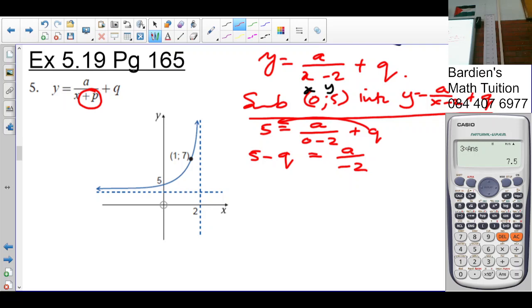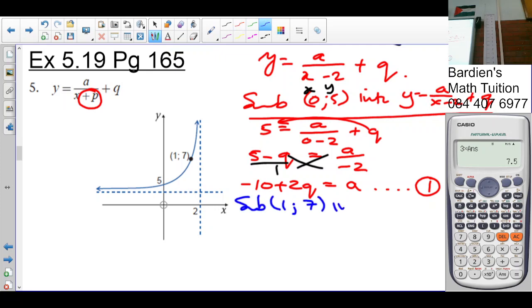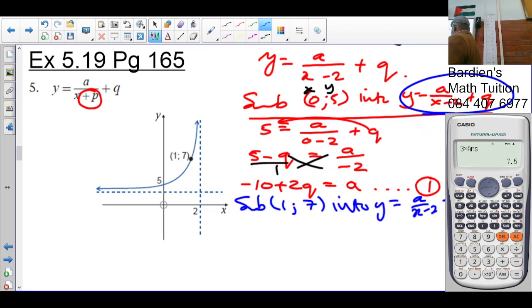Any confusion at this point? No? So what do we do now? Cross multiply. So 5 times negative 2 is negative 10 plus 2q is equal to a. That's equation 1. You see that, people? So what do we do now? Now you substitute 1 and 7 into the equation again. Why? Because we didn't solve for a or q. If we had solved a or q at this point, then we would have substituted into the new formula.